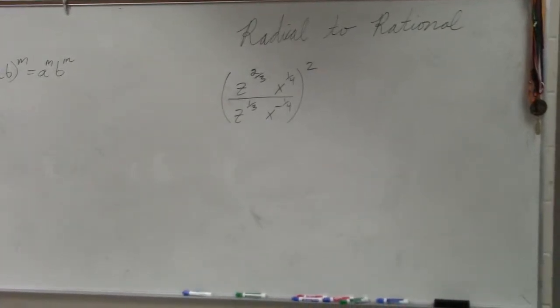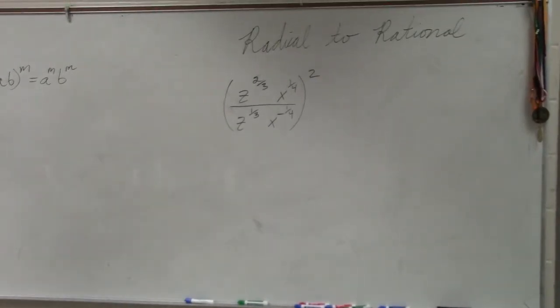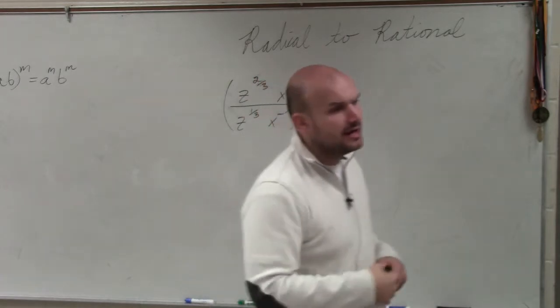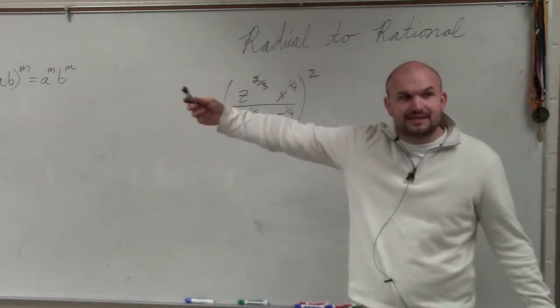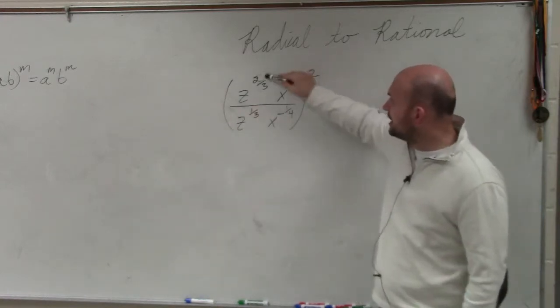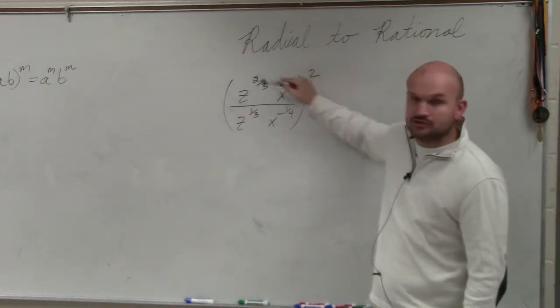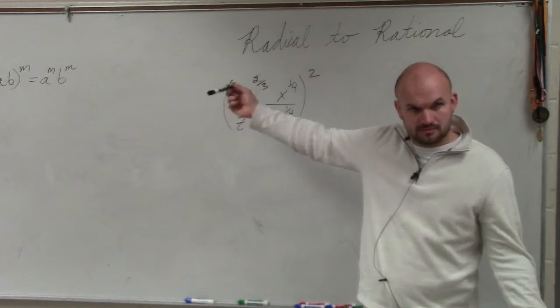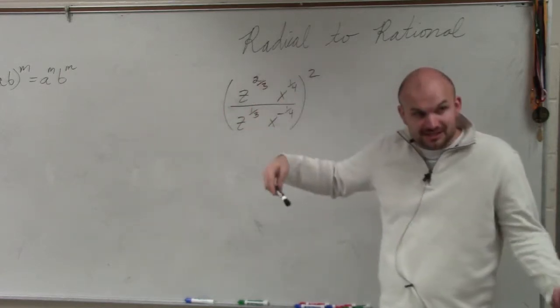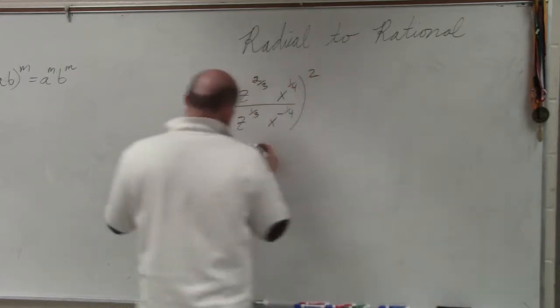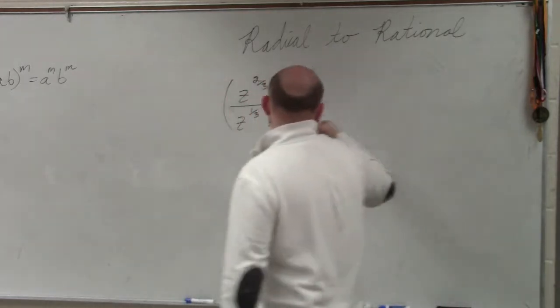So in this example, ladies and gentlemen, something that we've already come across, which I was expecting you guys to be able to do, was again apply the power to product rule, which I did in the last example. You're going to distribute this power to both of your exponents in the numerator. But now we have a numerator and denominator, so I'm going to have to apply it to the numerator and to the denominator, which is called the power to quotient rule.